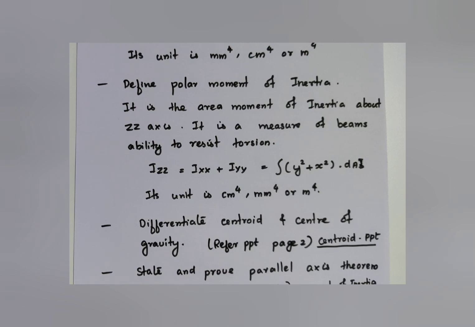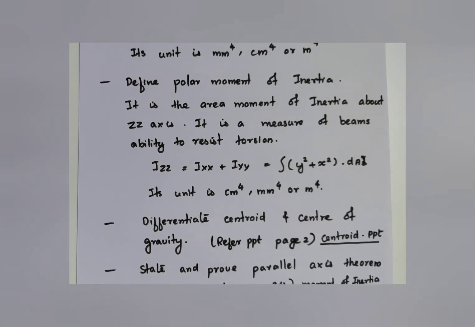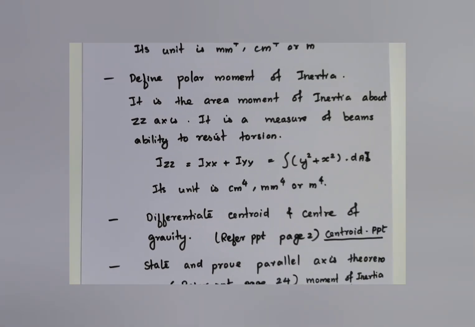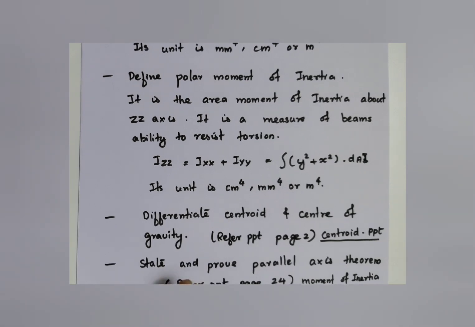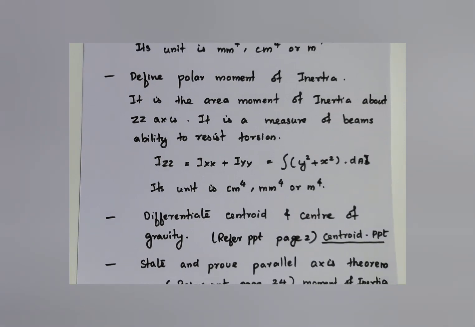So Iz is equal to Ixx plus Iyy. It is according to the perpendicular axis theorem. So its unit is centimeter raised to 4, millimeter raised to 4 or meter raised to 4, which is same as that of the moment of inertia.